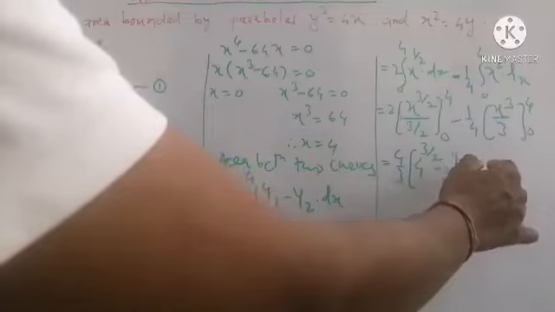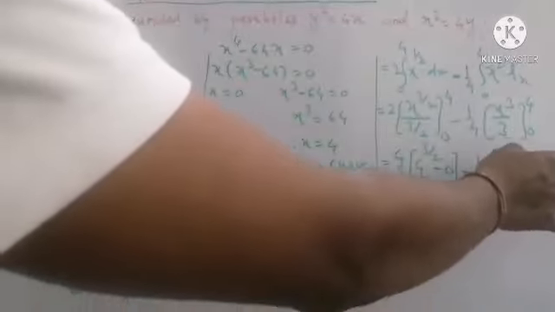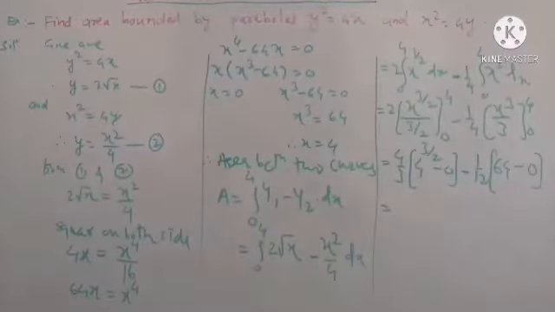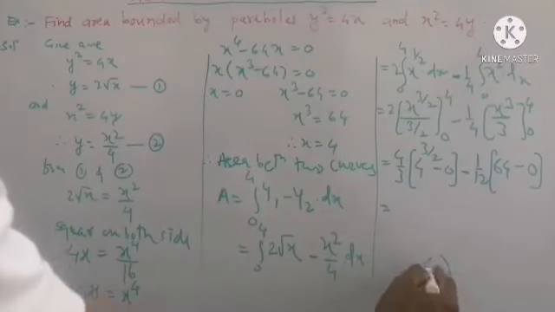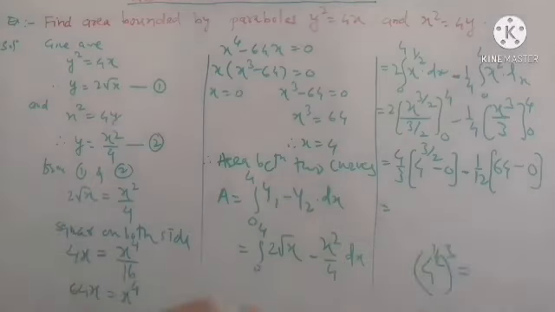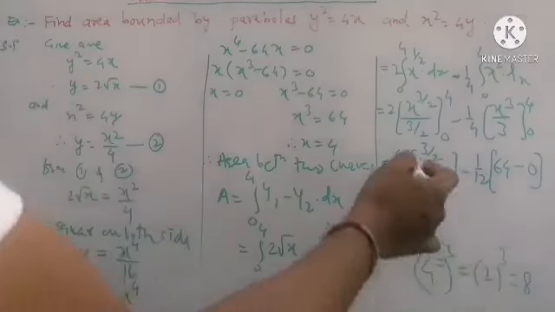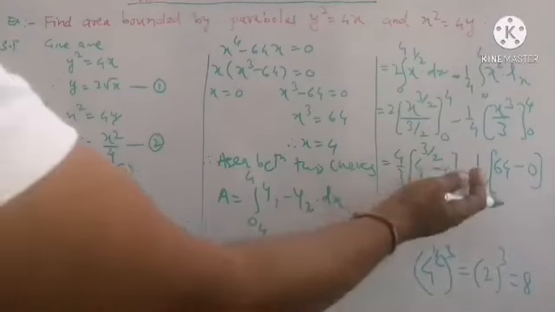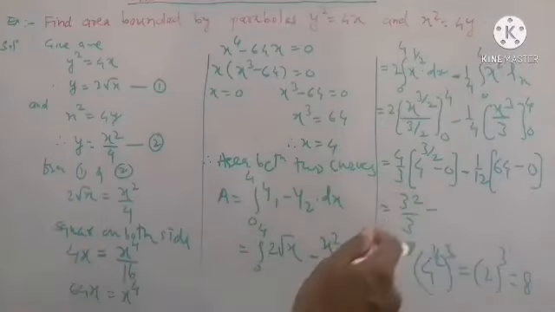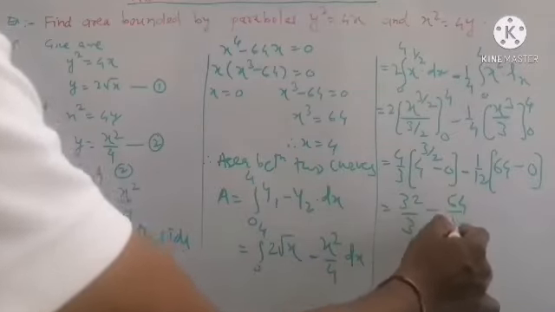In the second term, 1 by 4 into 3 is 12, and again the upper value 4 cube is equal to 64 minus the lower value 0 cube, which is 0. Now simplifying, 4 raised to 3 by 2 can be written as 4 raised to 1 half, raised to 3, by the rule of indices. Actually 4 raised to 1 half is 2 and 2 raised to 3 is 8, that is, 4 raised to 3 by 2 is 8, and multiplying by 4 by 3 we get 8 into 4, 32 by 3, and minus, in the second expression, 64 divided by 12.